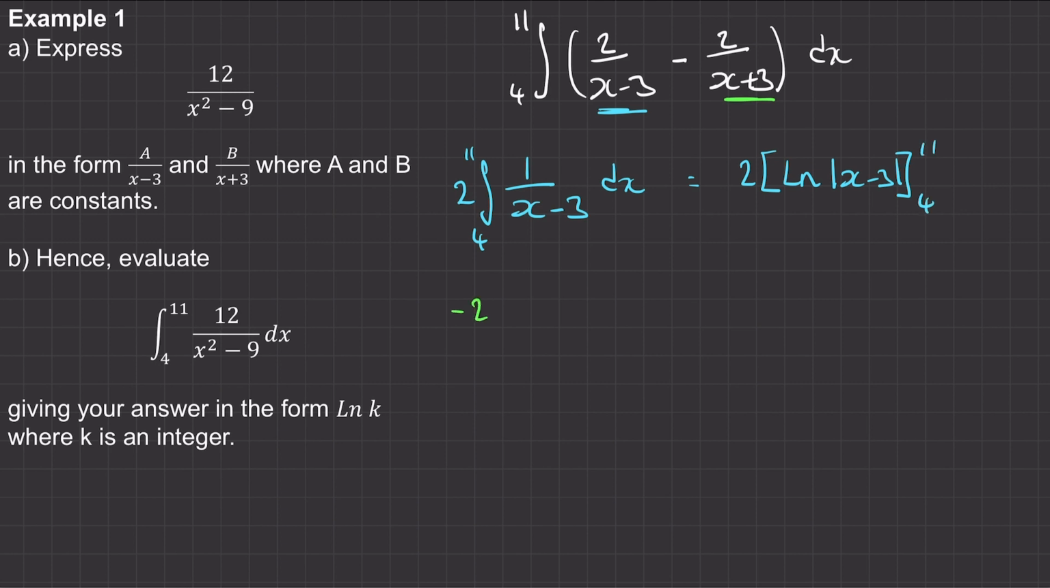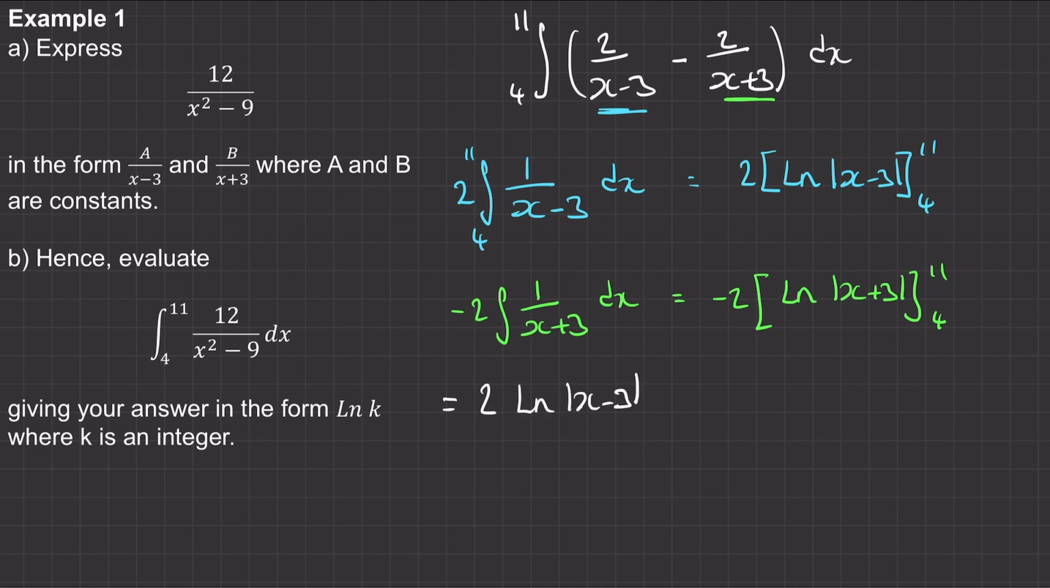So for our next one, we've got minus 2 times the integral of 1 over x plus 3 with respect to x. And this is, again, minus 2, and then we have the natural log of x plus 3, again between 4 and 11. There's no constant term because this is definite integration. Okay, so I'll put these back together for our final integral. So we have 2 times the ln of x minus 3 minus 2 times the ln of x plus 3, all between 4 and 11.